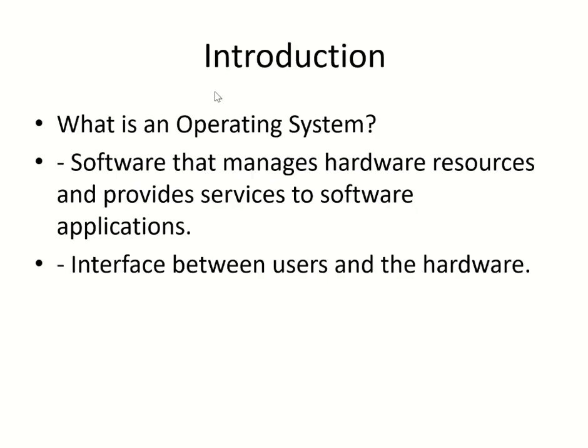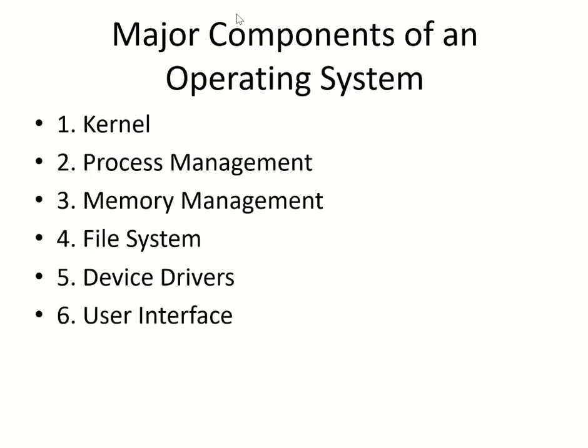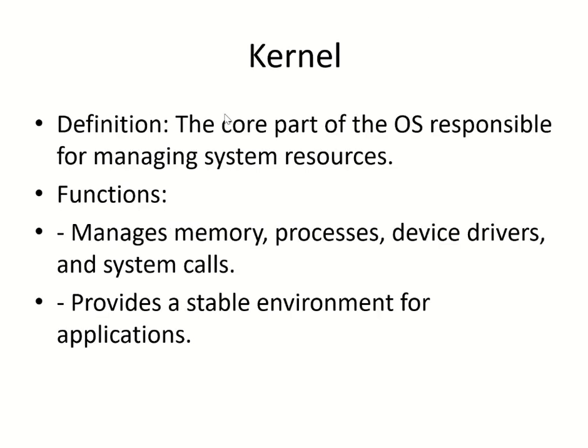Introduction. What's an operating system? Software that manages hardware resources, provides services to software applications, and serves as an interface between the user and hardware. Major components of an operating system: kernel, process management, memory management, file system, device drivers, user interface.